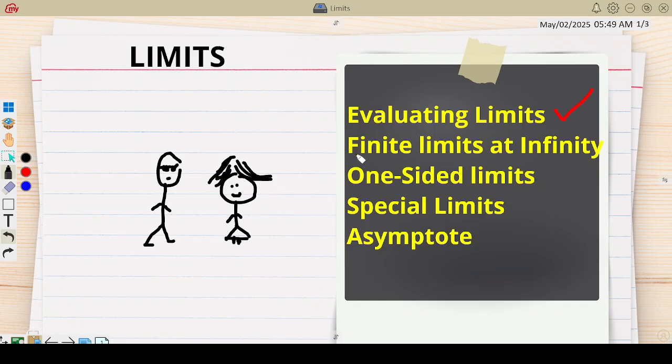So now let's go to the other components. Finite limits at infinity, one-sided limits, special limits, and asymptotes. All this will now be in the next recorded video lesson. So let us take a break. We'll continue in the next lesson after this one. We're going to continue with evaluating limits, but it will be limits at infinity, which is this one.